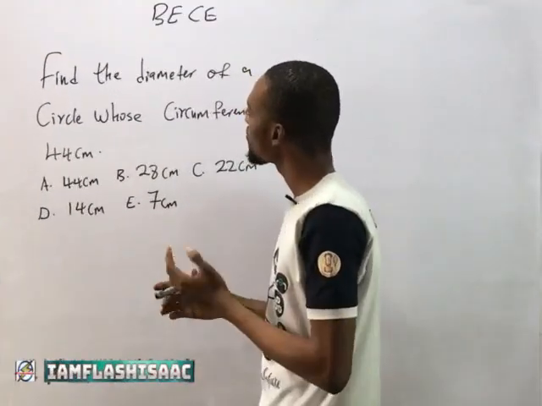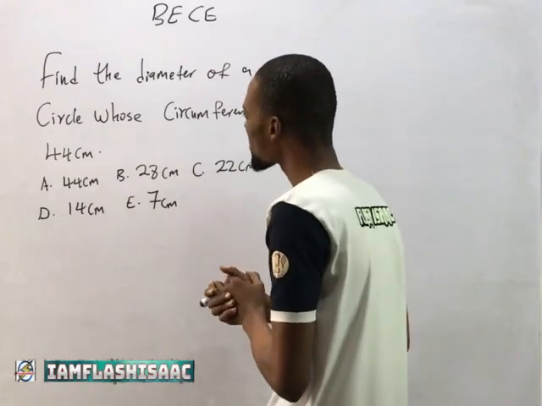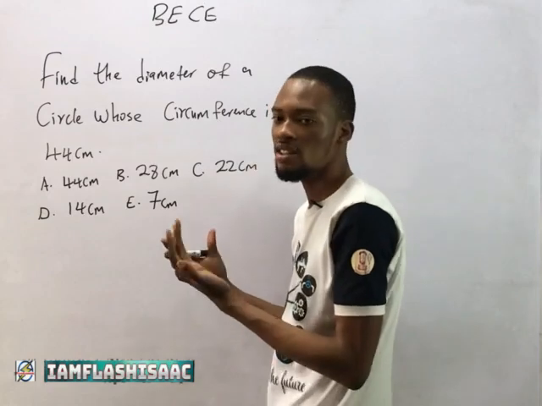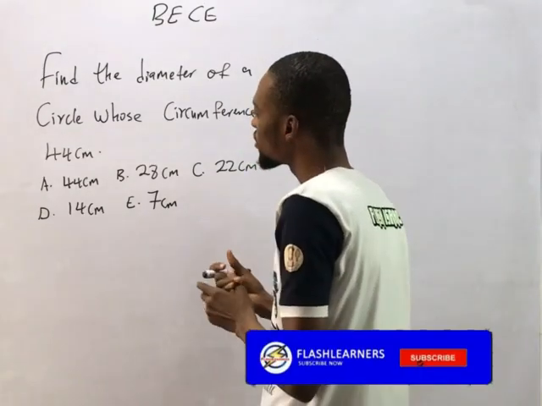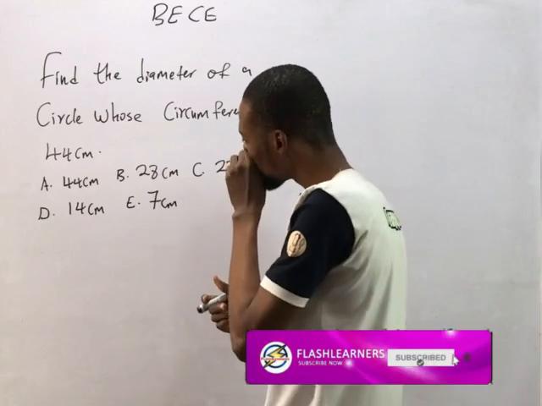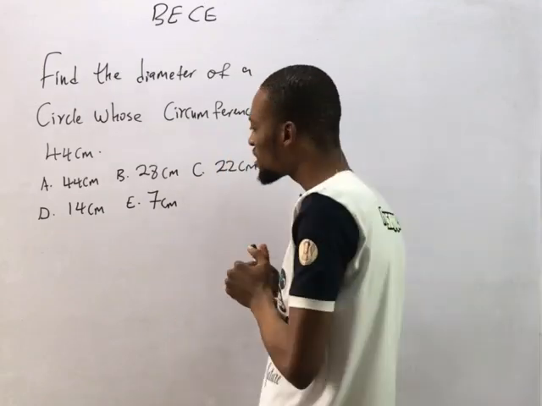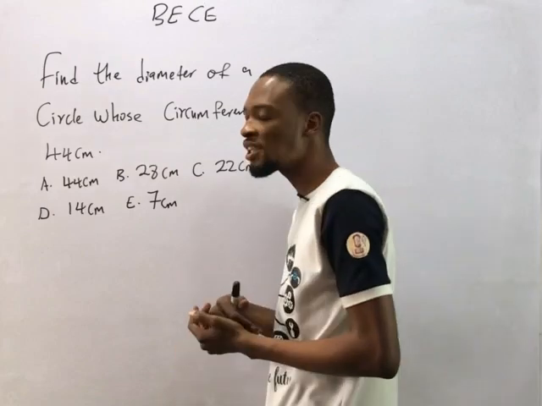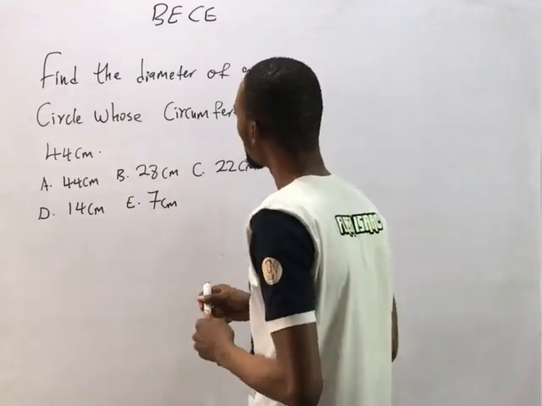This question says, find the diameter of a circle whose circumference is 44 cm or 44 centimeter. A, 44 centimeter. B, 28 centimeter. C, 22 centimeter. D, 14 centimeter. And E, 7 centimeter. Now, what do we know about diameter?